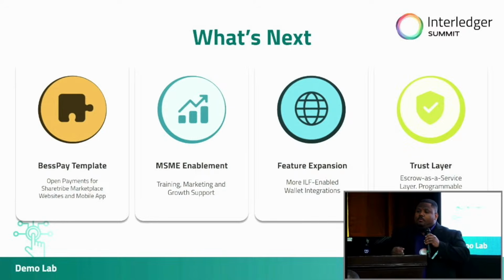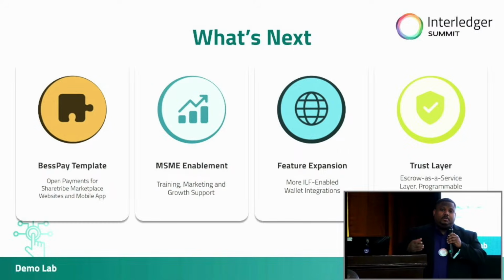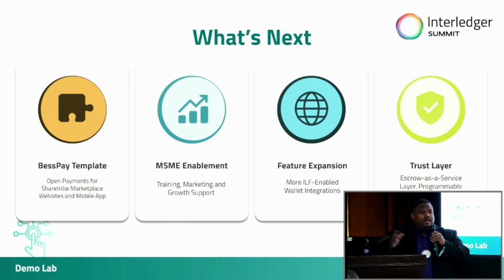Next, we're moving on to feature expansion in the following year to enable ILF-enabled wallets in regions that don't have them yet. And lastly is escrow as a service to enable the trust-based transactions that we spoke about, which would allow any marketplace possible to be enabled on the Interledger network.